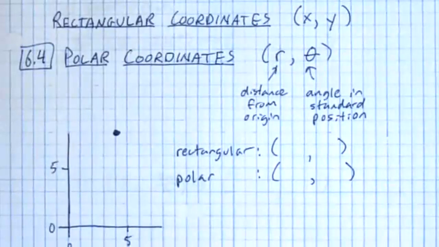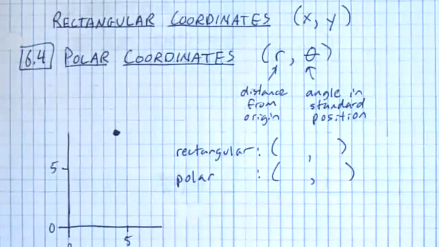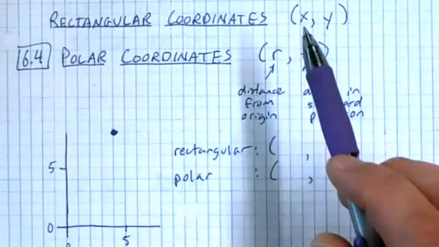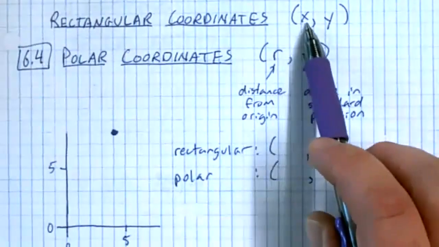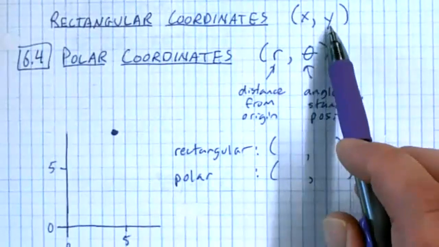All right. Are we ready? Let's do this. So polar coordinates. So rectangular coordinates, we're used to this. We give coordinates in X and Y. And X is how far it is from the origin in the X direction. Y is how far it is from the origin in the Y direction.